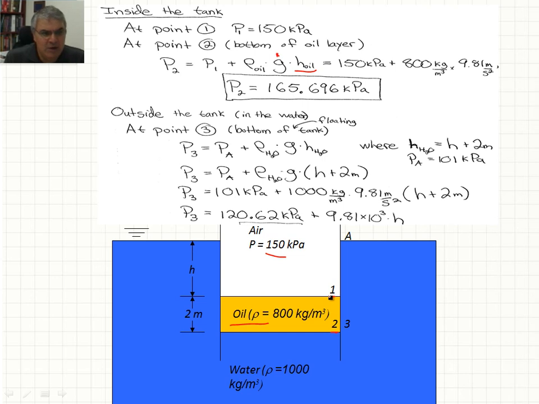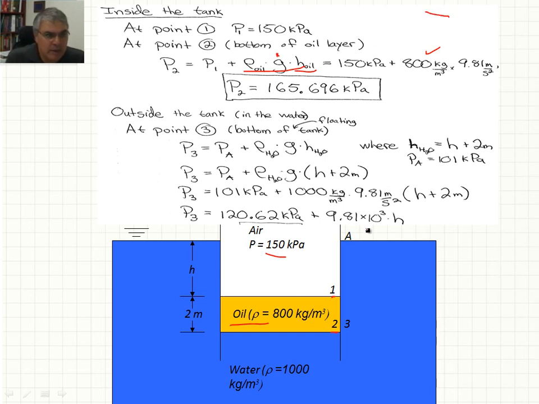We simply add that 150 to the pressure that's caused by the weight of the oil, as I just described here. So we add that to the 150 kilopascal pressure. That's simply 800 kilograms per cubic meter, the density of the oil, multiplied by 9.81, the acceleration of gravity, meters per second squared. And that will give us the pressure at point 2. So we have the pressure at point 2 now.